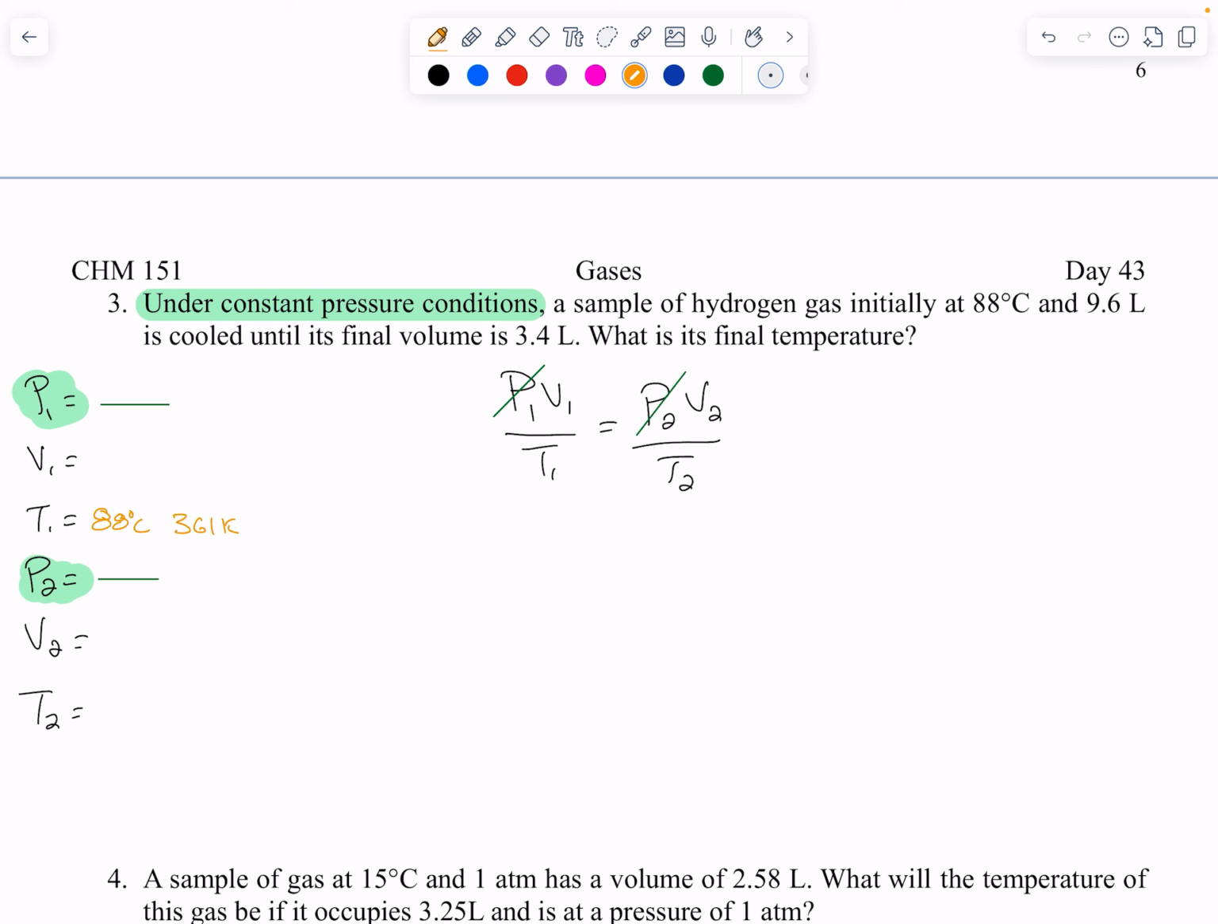All right, 9.6 liters is cooled until its final volume is 3.4 liters. So we have our temperature here and our two volumes, 9.6 liters and 3.4 liters. The question is, what is the final temperature, T2? How do we solve for T2?